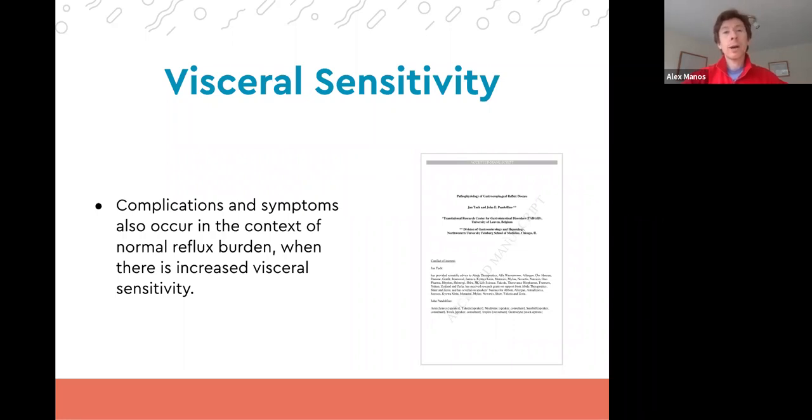This is going back to what we discussed earlier when we termed it oesophageal hypersensitivity. Other people just call it visceral sensitivity or hypersensitivity. It's this idea that some individuals are more sensitive to the signals being created in a certain part of the body. So there are individuals who can actually have normal reflux burden, but they have an increased sensitivity to it.